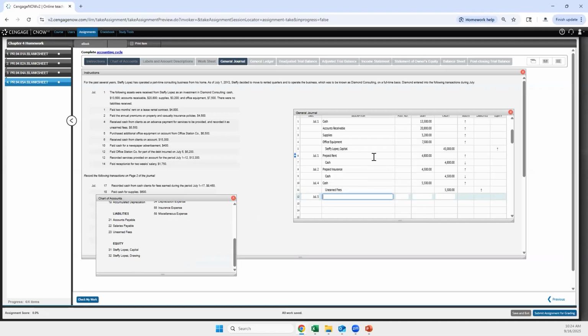July 5, purchased additional office equipment on account. So debit to office equipment for $6,500, and then a credit to accounts payable for the same amount.